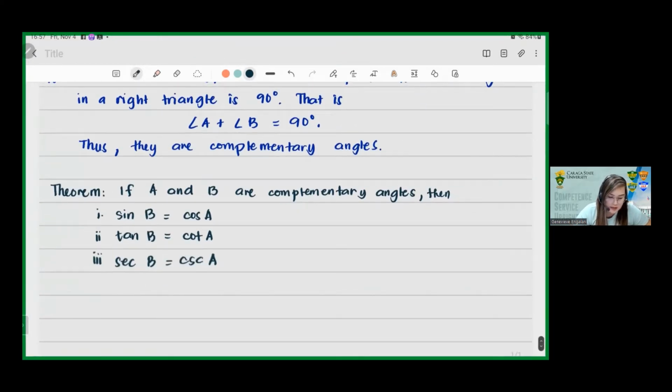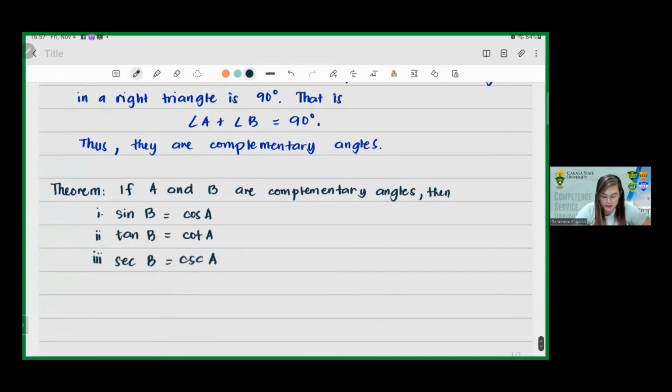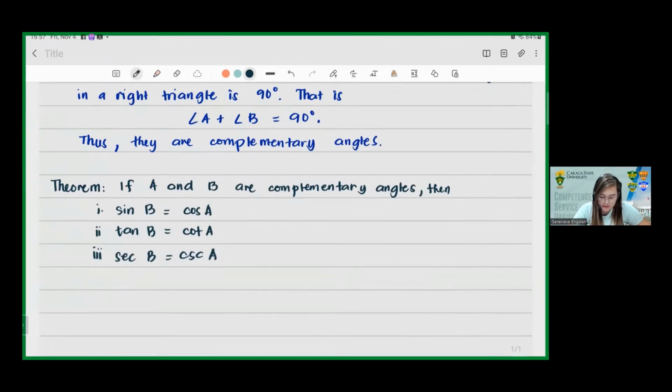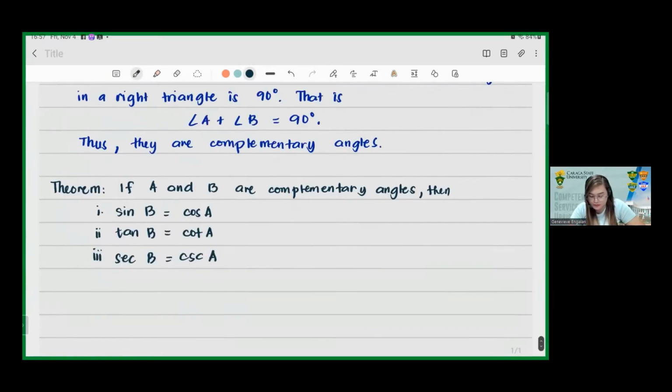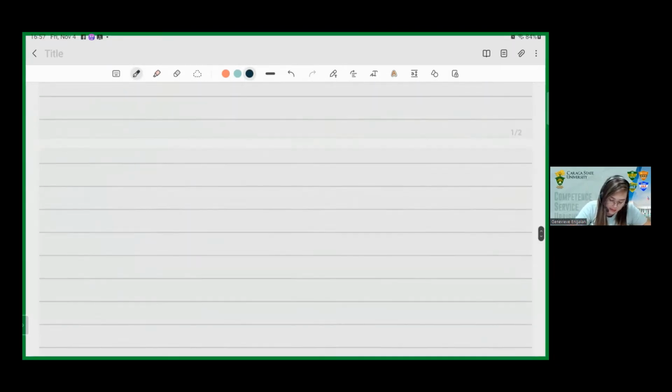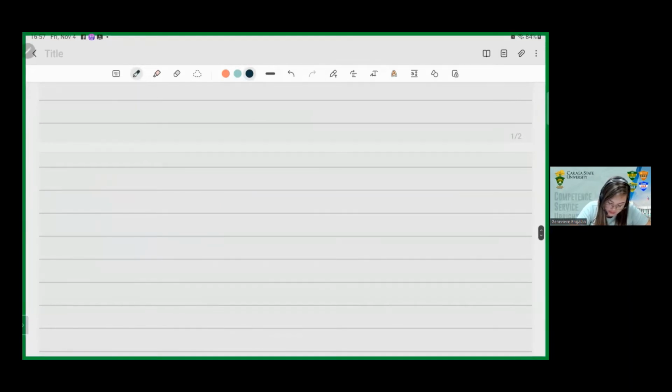Okay. So, let us solve the unknown parts of this. Let's have an example. Okay, example. Solve for the unknown parts of the triangle ABC.